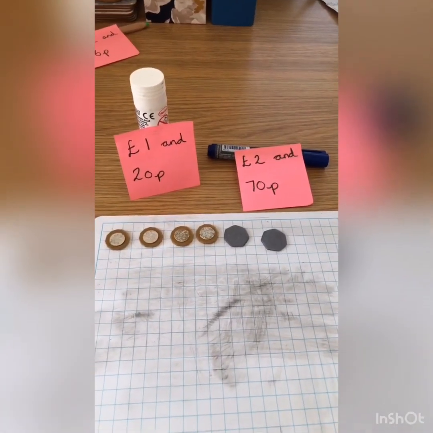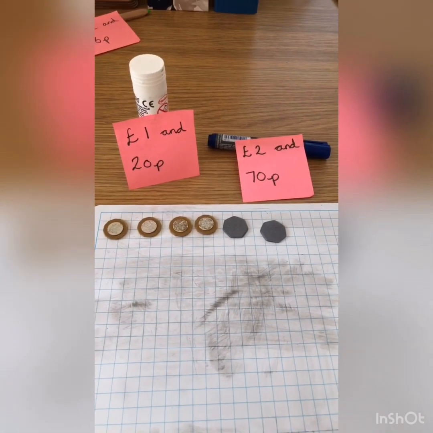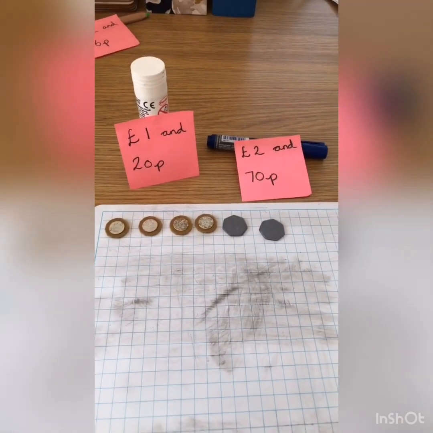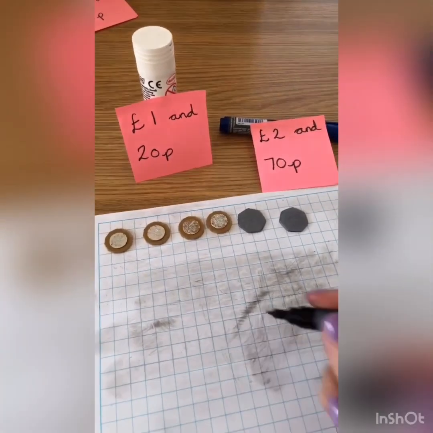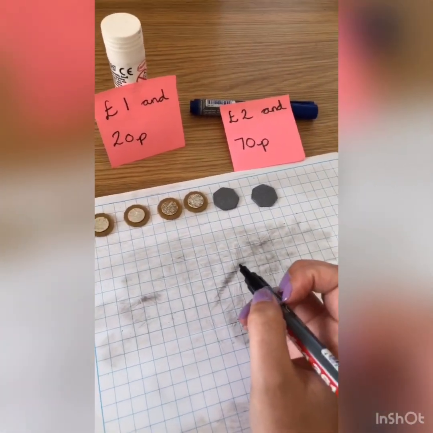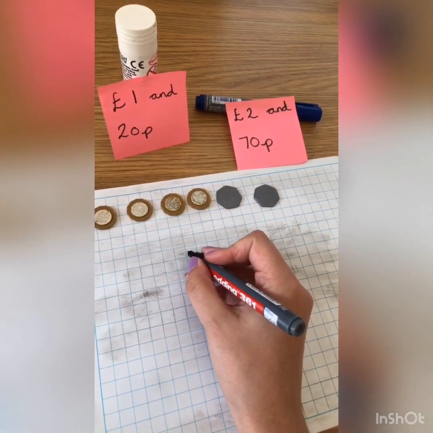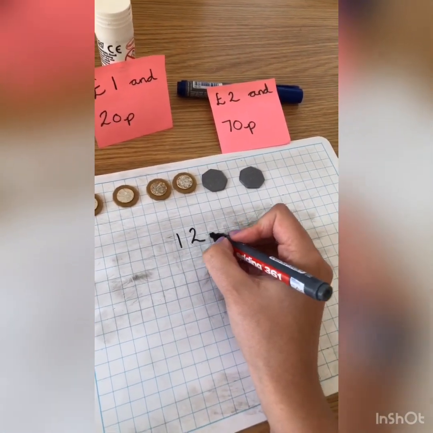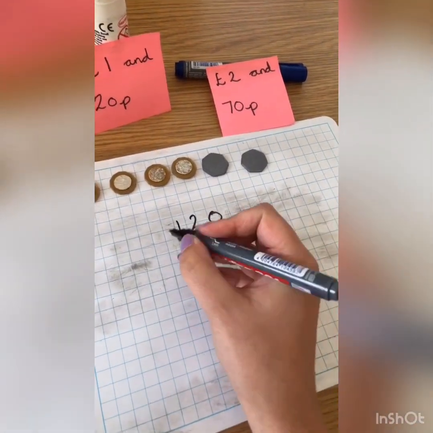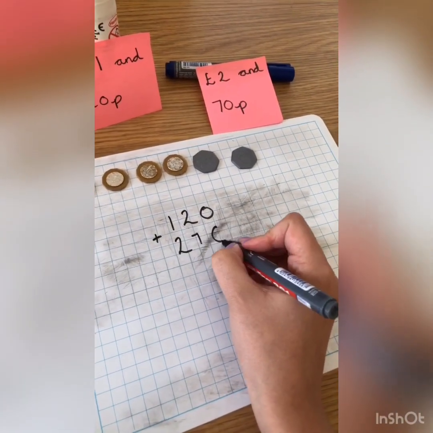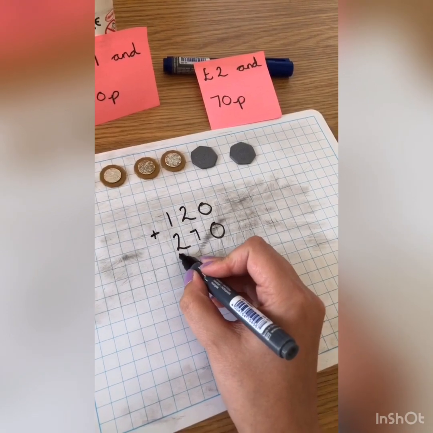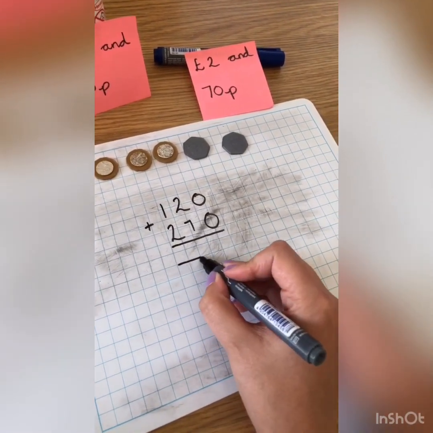To start with, I need to know how much I've spent altogether. So I'm going to have to do £1.20 add £2.70. So I'm going to convert these into pence. So I'm going to do 120 pence add 270 pence. And I'm going to use my formal written method here to help me.